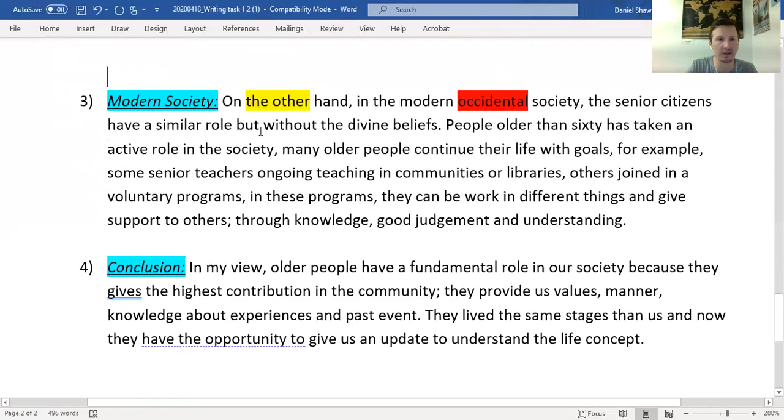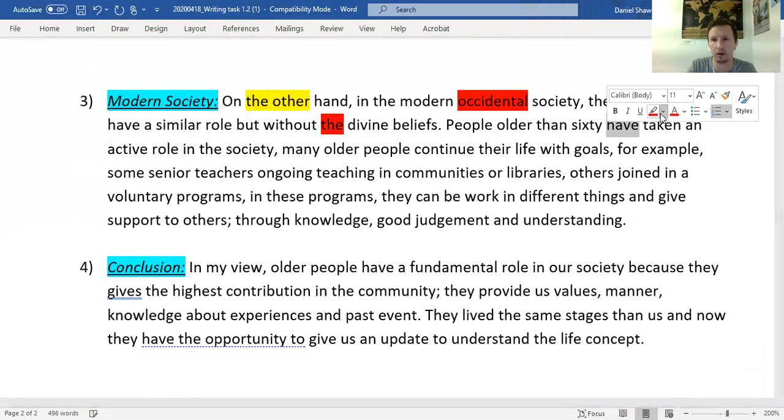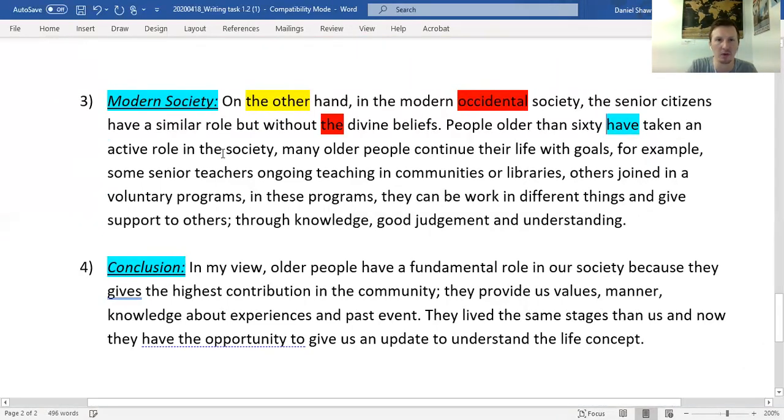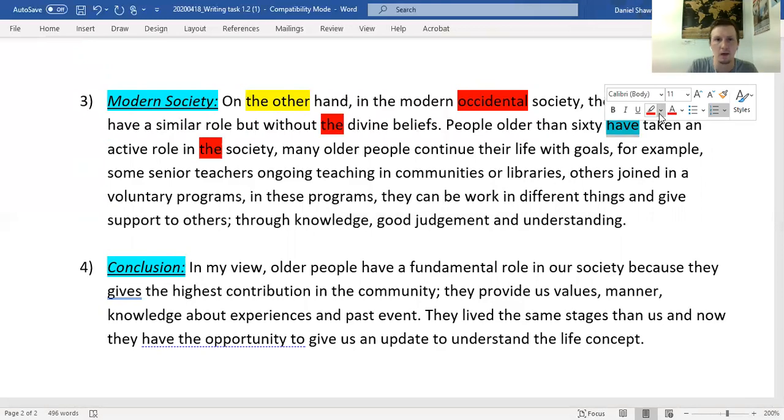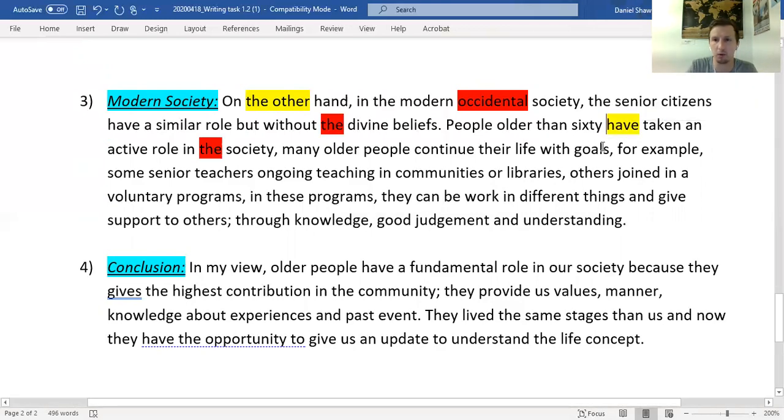The senior citizens have a similar role, but without defined beliefs. Okay, so we're showing a little bit of a difference now for modern society. People older than 60 have taken an active role in the society. So this should be yellow, my apologies. Many older people continue their life without goals.